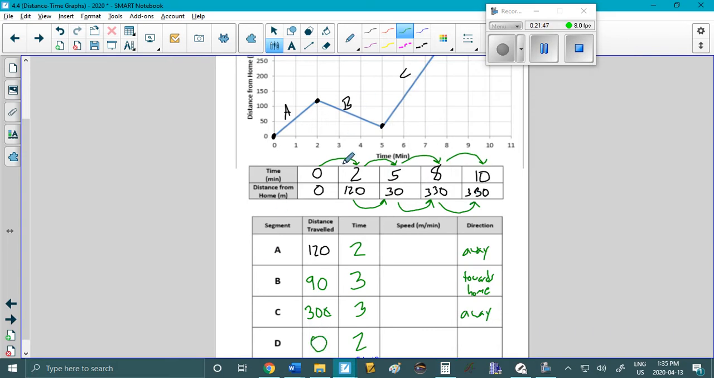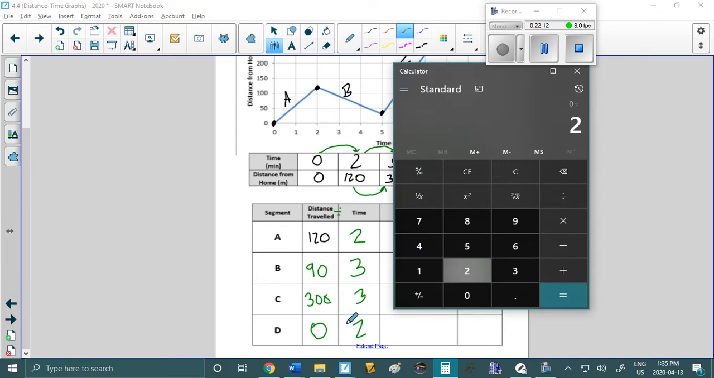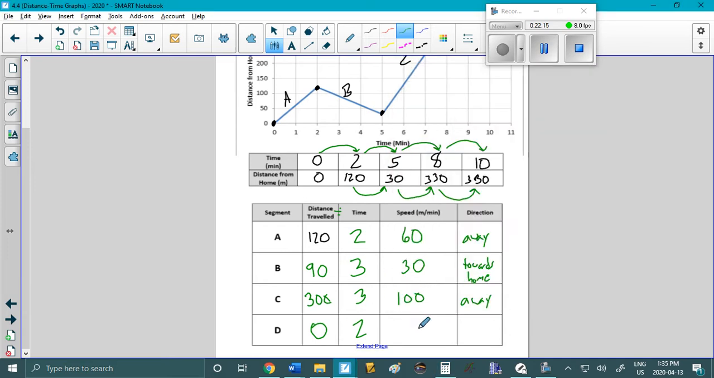Now let's do the speeds. For the speeds, we do distance divided by time. So 120 divided by 2 is 60 meters per minute. 90 divided by 3 is 30 meters per minute. And 300 divided by 3 is 100 meters per minute. Awesome. Okay, and part D. Oh, 0 divided by 2 is 0 meters per minute.